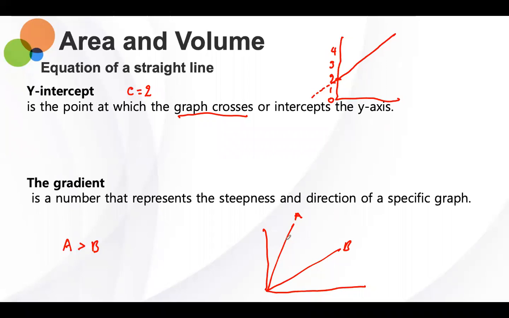It will also tell us the direction that the graph is going. This direction here has a positive gradient. And if the graph is going in this direction, it will have a negative gradient.